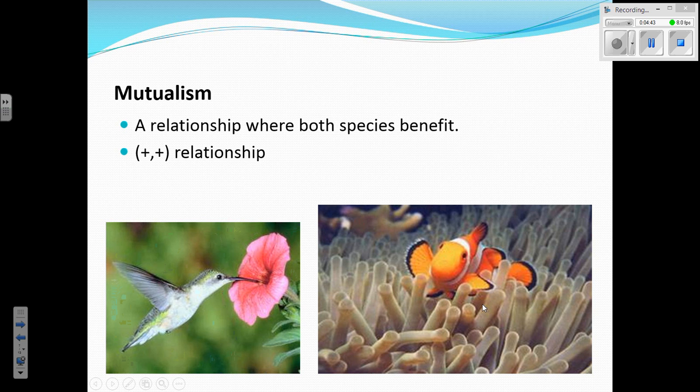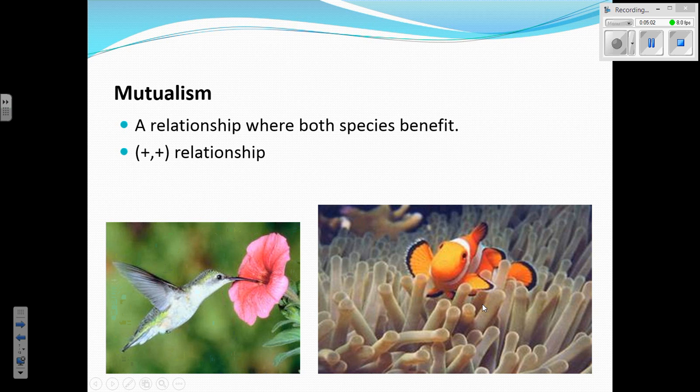So a couple examples would be a hummingbird and a flower. This hummingbird gets the nectar from the flower, and as it goes from flower to flower eating, it will be pollinating the flower. So the flower is benefiting because it's being pollinated by the bird, and the bird is getting its meal.